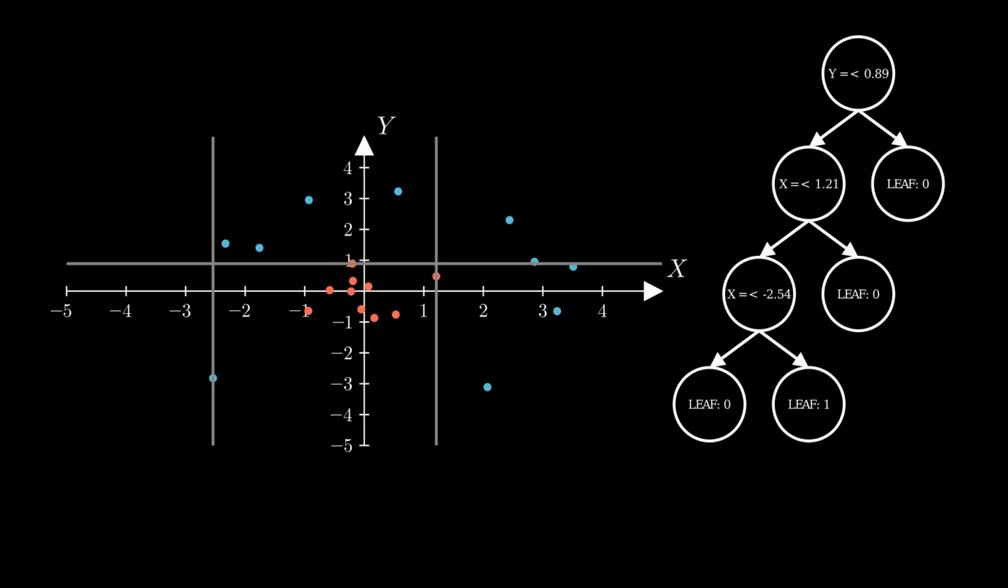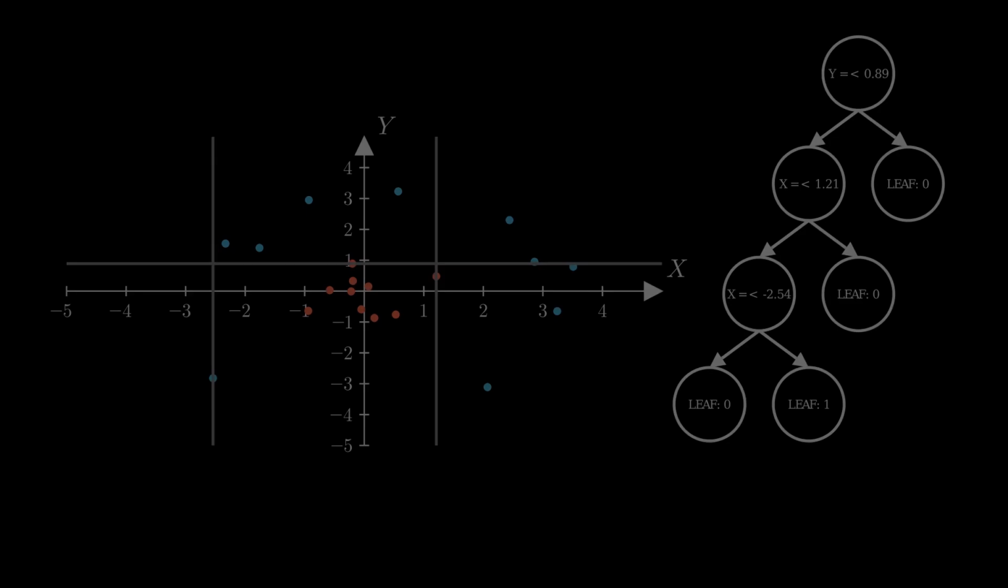A natural question arises. How do we determine the best conditions? Or in other words, how do we split the dataset so that it's not random? We want each split to be the best possible way to separate different types of data. This is where the concept of entropy and information gain comes into play.